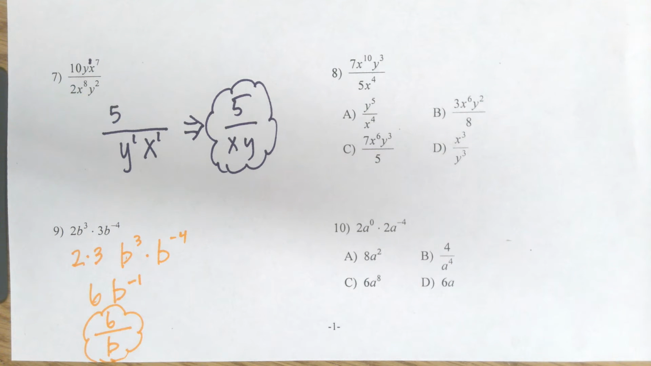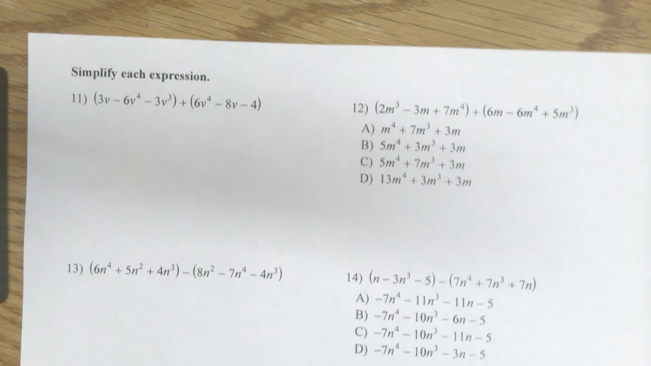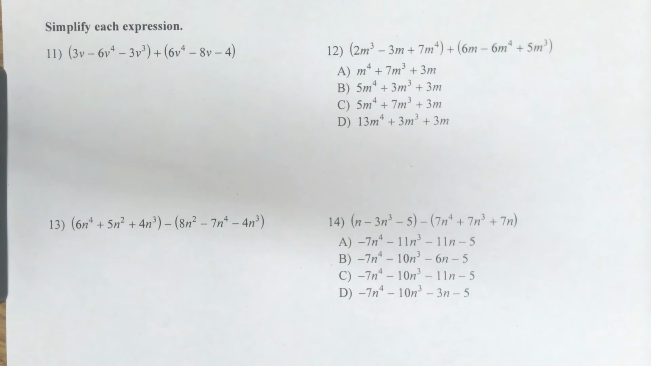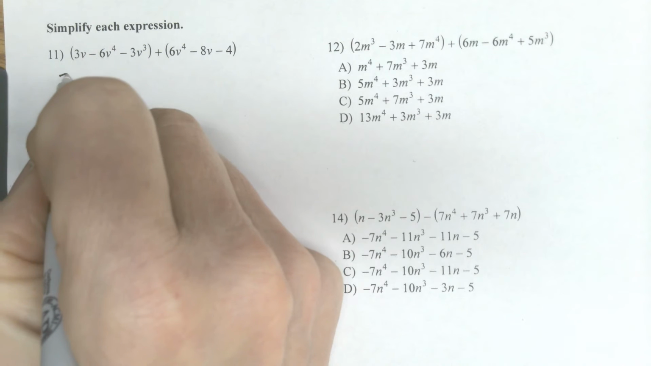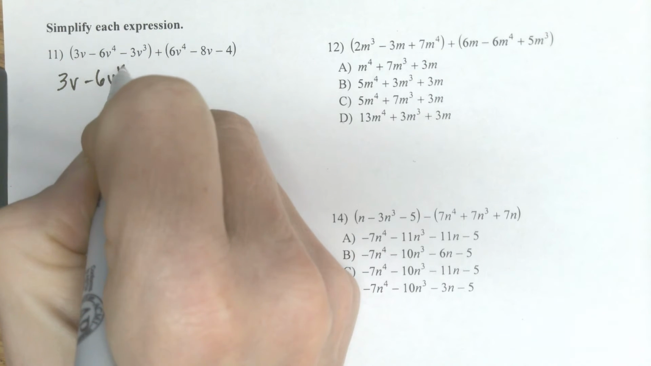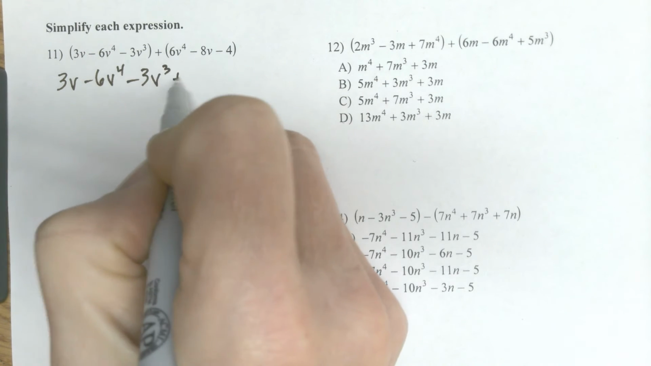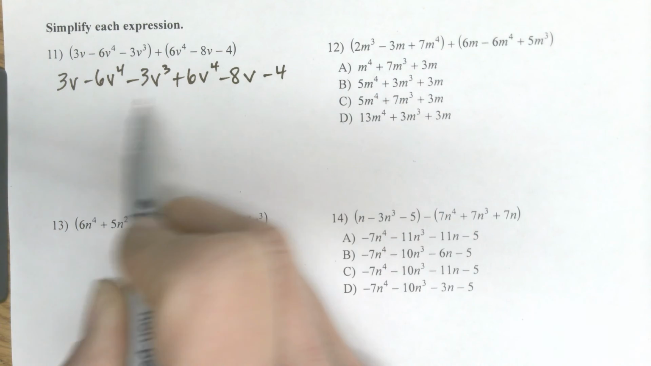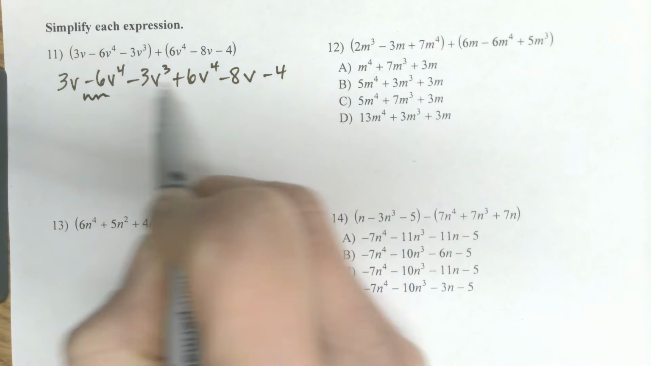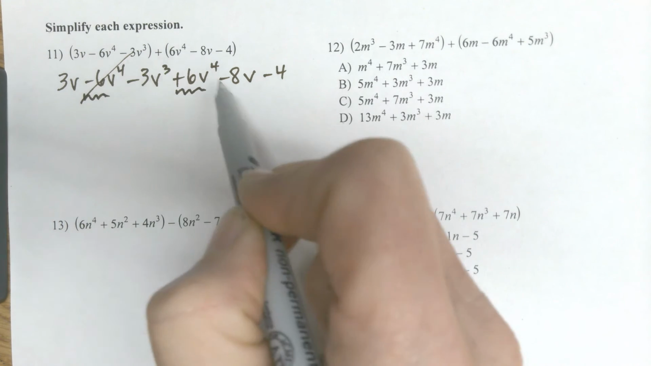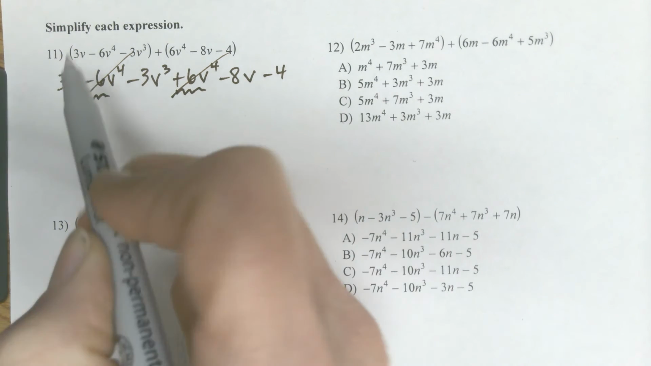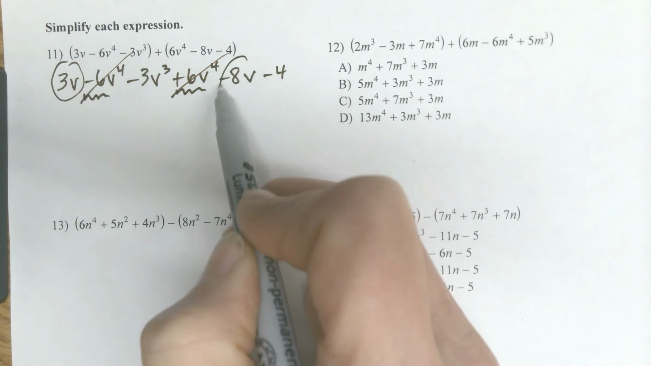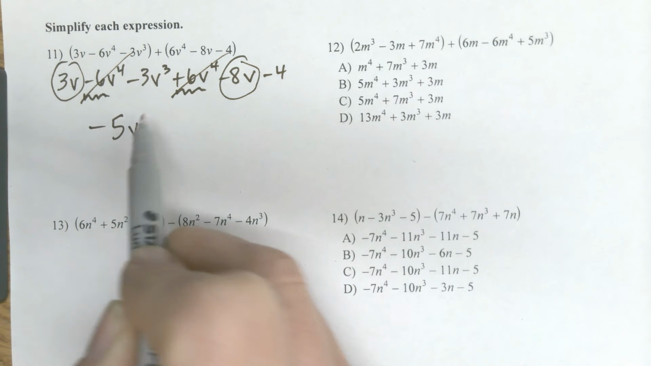The next thing we worked on was adding and subtracting polynomials. Remember, when you add, all you have to do is just drop the parentheses. I can just rewrite this as 3v minus 6v to the fourth minus 3v cubed plus 6v to the fourth minus 8v minus 4, and I just combine the like terms. Those cancel each other out. I have a 3v and a minus 8v, that's negative 5v.